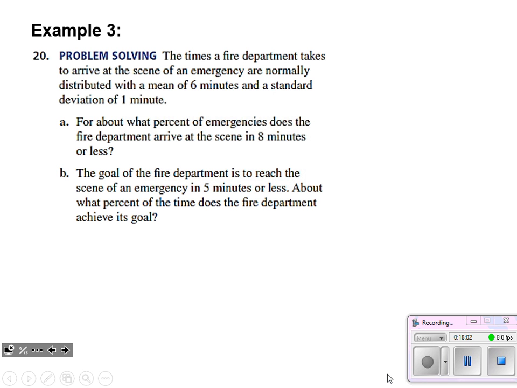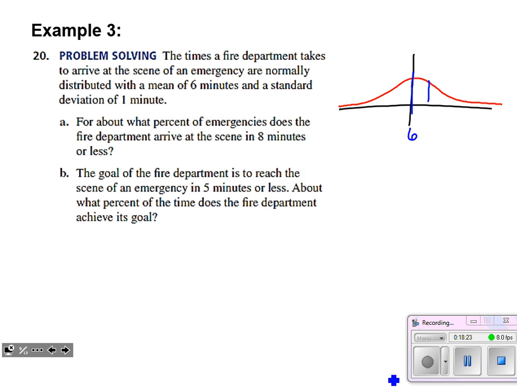Okay? Before I start calculating anything like that, I want a visual. Let's make a little normal curve here and show our mean and our standard deviations moving away from that. We'll use red because it's a fire department, fire truck, fire engine red. So right here is our mean of 6 minutes.